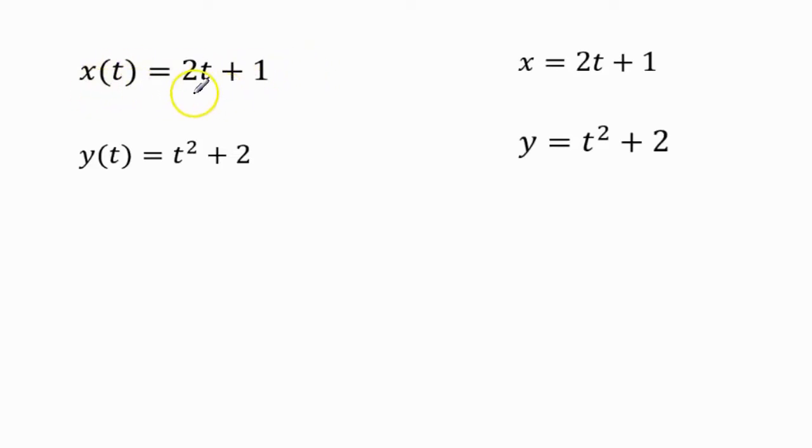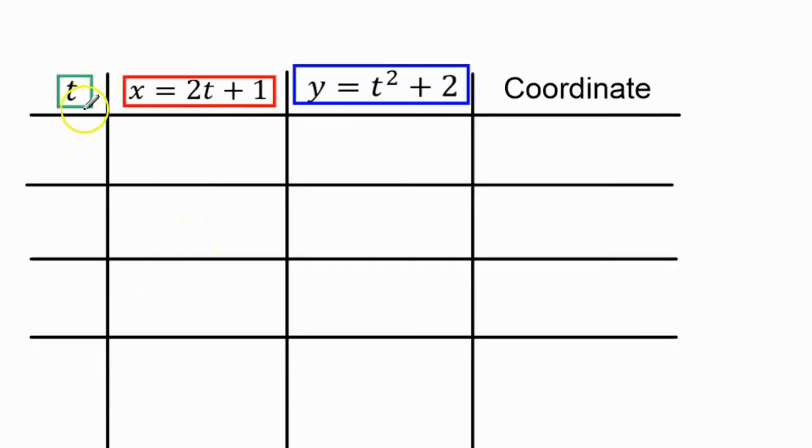Each of these can be rewritten without the t. So the first one as an example, we can just think about it as x equals 2t plus 1. The second one, we can do the same thing to that as well. We could just rewrite that as y equals t squared plus 2. So now let's find the coordinates of this function.